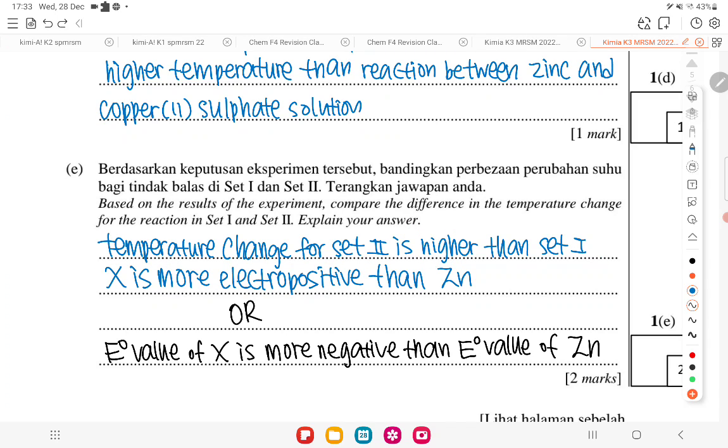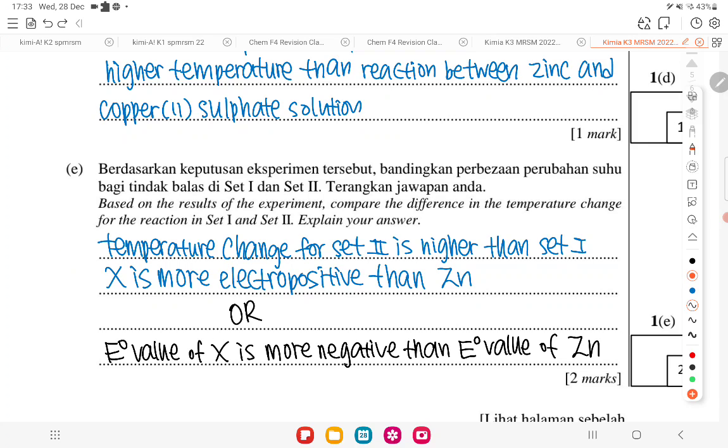When you compare, you must say set 2 is higher than set 1. You cannot only say the temperature change for set 2 is higher. Higher than who? Higher than set 3, set 4, set 7? You need to specify set 2 is higher than set 1. If you are able to write this comparison, you have already completed the first objective, because the first objective is to compare. So you get 1 mark from here.